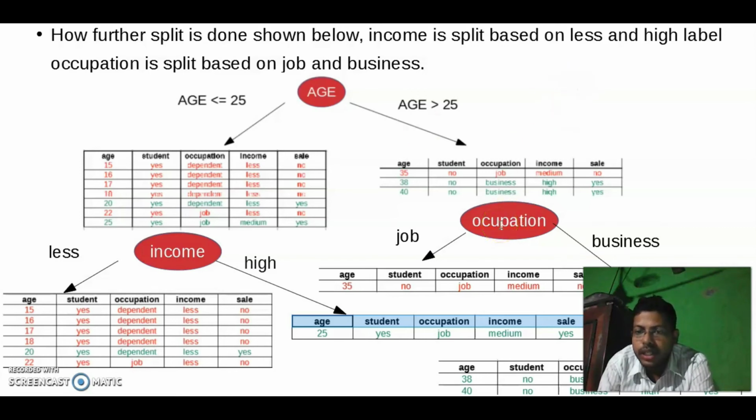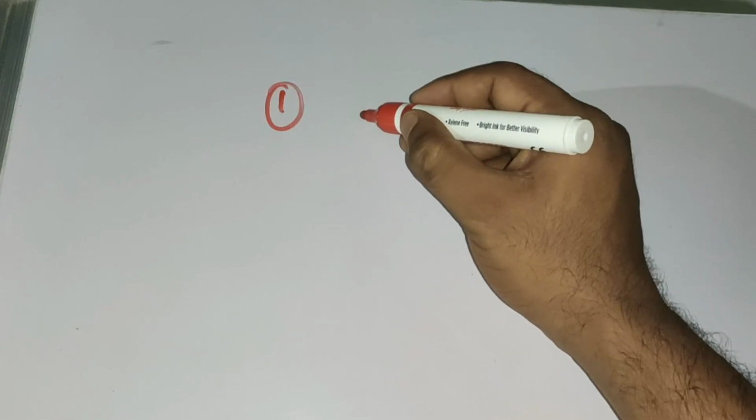Here if you see occupation, the feature is also divided into two parts based on certain levels, like job and business. In job there is only one record, and that's why it is a pure subset, there are no other records. In business also we can see there is no red mark, which means it is already a pure subset. So we have already reached subsets that are quite pure, so there is no requirement of splitting further.